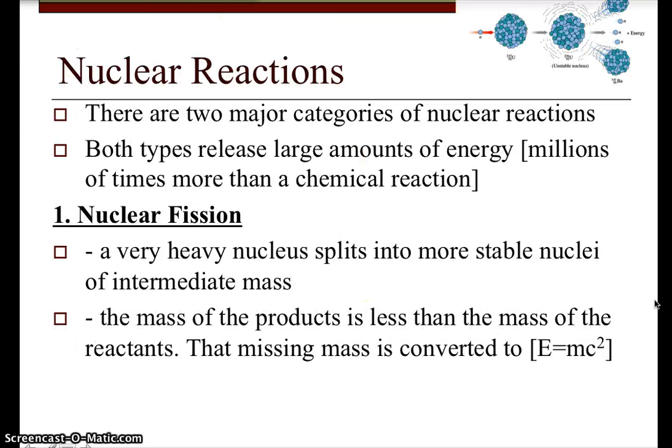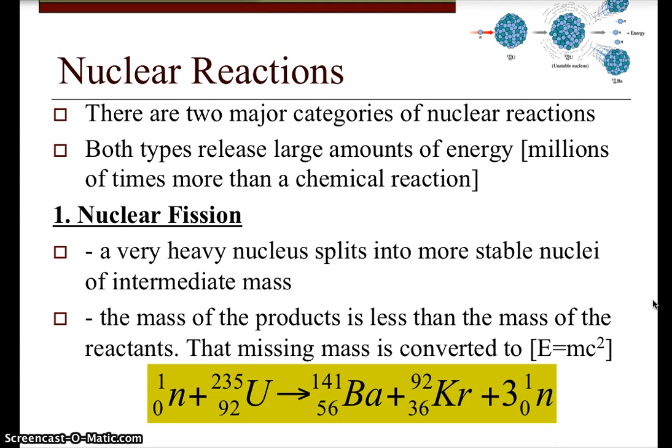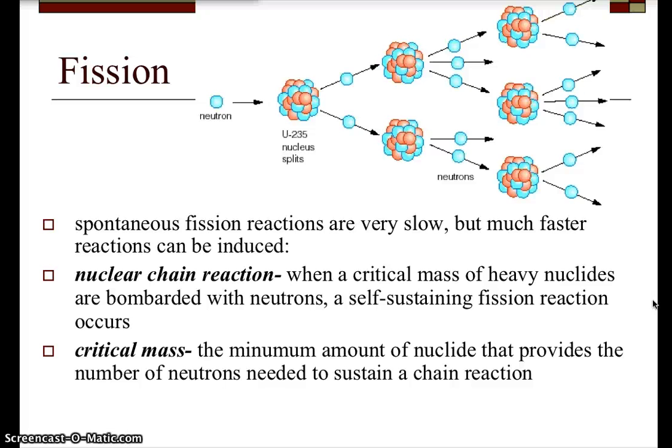Last thing we've got are nuclear reactions. Got two different categories. Fission, where a nucleus splits into smaller nuclei, just kind of breaks apart. You get a lot of energy because the mass of the products is less than the mass of the reactants. That mass gets converted to energy, just like with our nuclear binding energy. With fission, spontaneously very slow, but you can induce it to be much faster if you throw a whole bunch of neutrons in there, causing each one in succession to continue to divide.